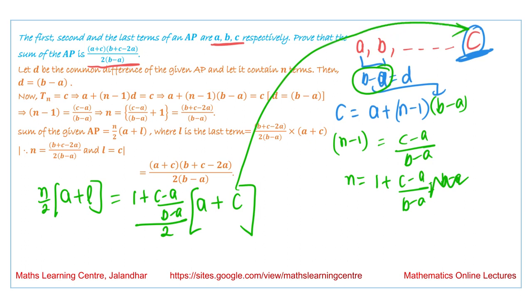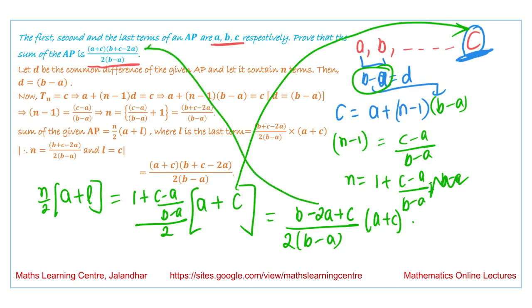And if we simplify this value, we obtain that it is equal to (B minus 2A plus C) over (B minus A) into 2 into (A plus C). And this is what we have to prove, that the sum of this AP is equal to this value.